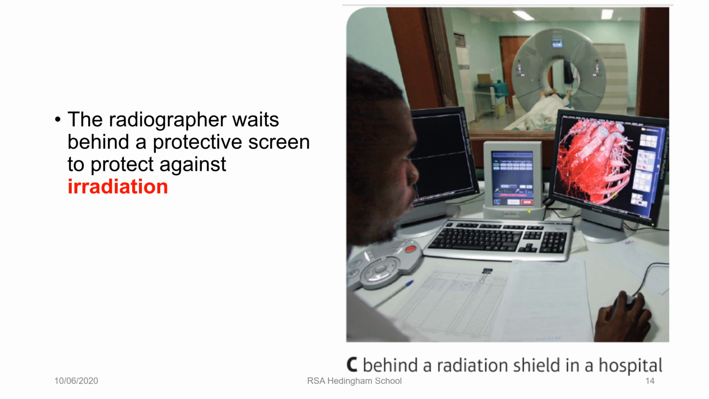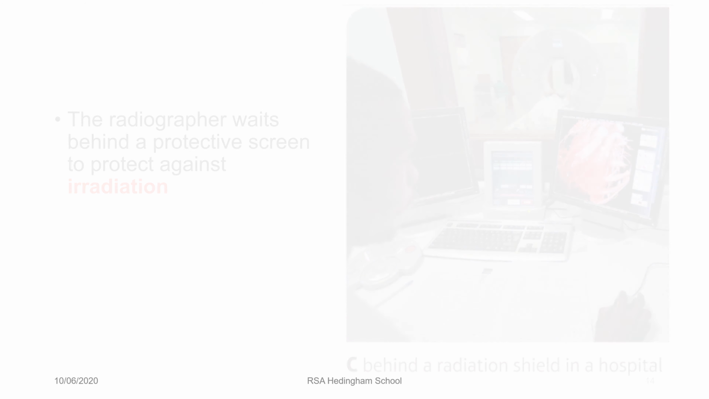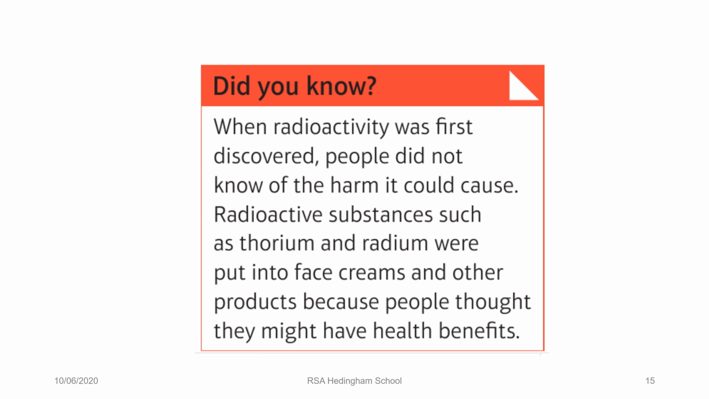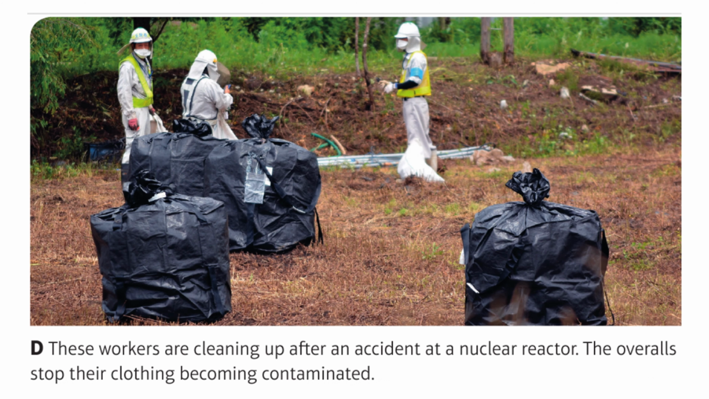Here, the radiographer waits behind a protective screen to protect against irradiation. You can see the patient is having a scan. The radiographer is behind a protective screen. In this picture, the workers are cleaning up after an accident at a nuclear reactor. So they're wearing gloves and goggles to protect their clothing from being contaminated, and they're wearing masks so that they don't inhale anything and become contaminated internally.